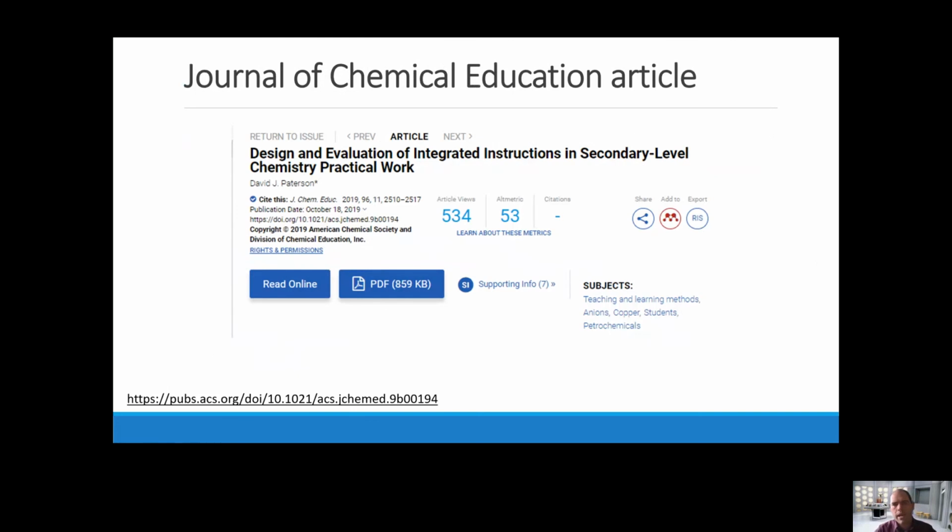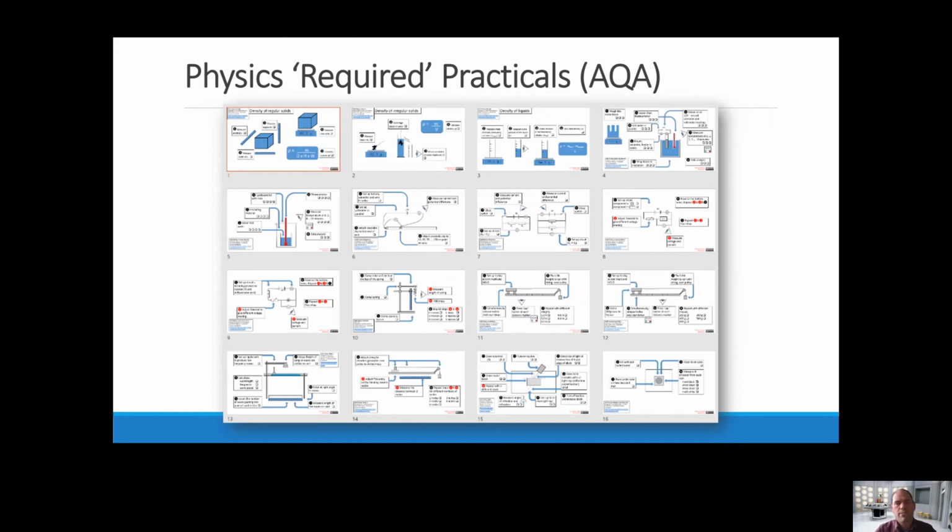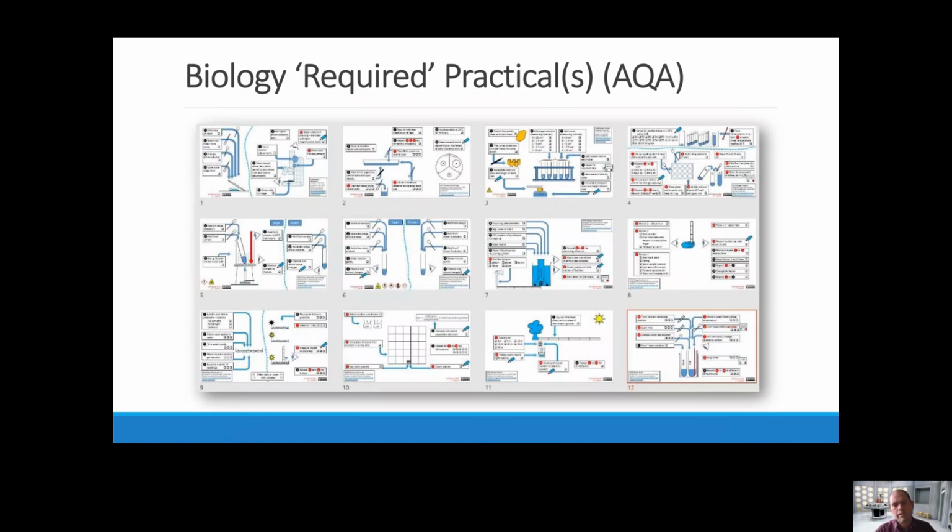So all of that was written up in an article in the Journal of Chemical Education published last year. It's been viewed over 500 times, which I'm quite happy about. And part of the process of doing this and blogging about it and talking about it online was to put together all the AQA instructions for the so-called required practicals. I went through those because they were useful for myself, and I put them out, and they seem to be quite popular. I did all the physics practicals as well because I was teaching some GCSE physics last year, and then I couldn't leave it unfinished, so I've done all the biology practicals as well.